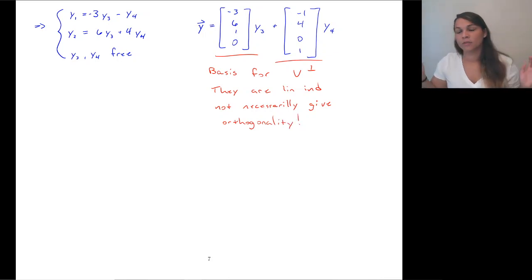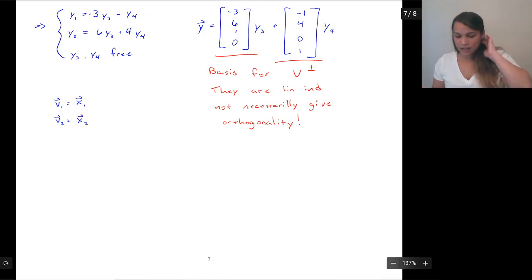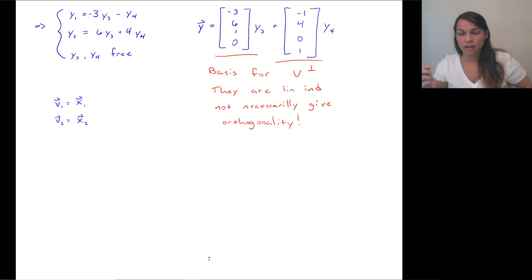Okay, so what do we have so far? Let's start trying to construct our basis. So V1 is going to be x1. V2 is going to be x2. And then now we're into, now what? So we've got our basis for V perp, and those are going to be like our remaining vectors that we need, but are they necessarily orthogonal?